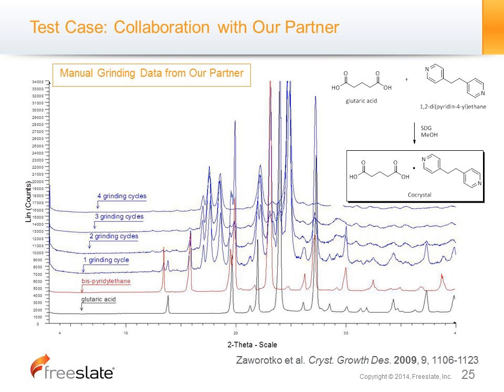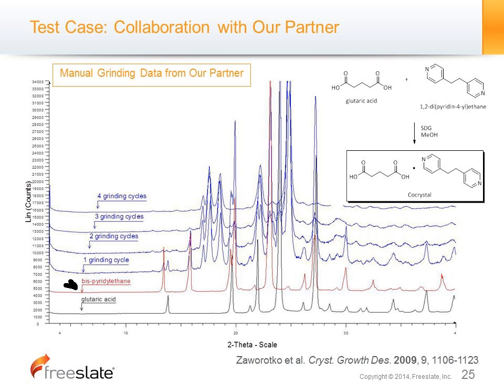In this case, we have a test case, and we collaborate with one of our partners. This is manual grinding technique data from the partner. The structure of this diacid and pyridine is known. It's listed in the paper as well. As you can see, at the bottom.